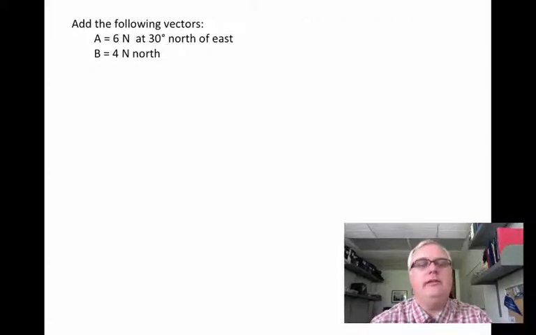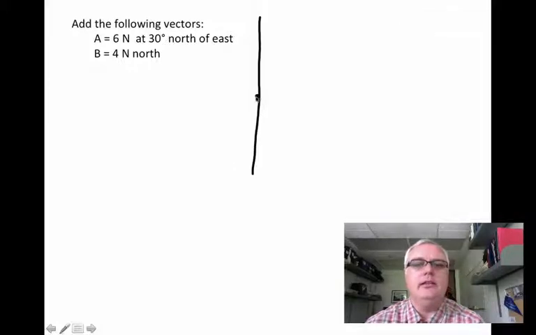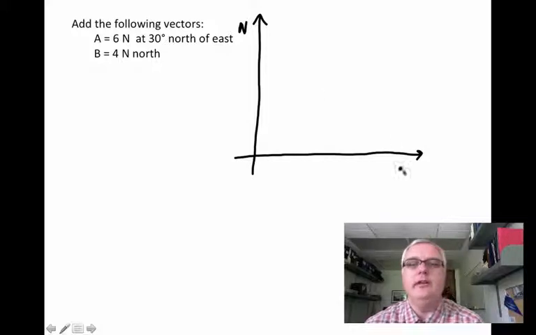So that would be our final answer for the sum of A plus B. Okay, what if we wanted to add these two vectors? This time, our two vectors are not going to give us a right angle triangle. And for this one, I'm going to make life a little bit easier on myself by starting off by drawing the coordinate system. And looking at my vectors, since they're using north, south, east, west, I'm going to label these north and east.